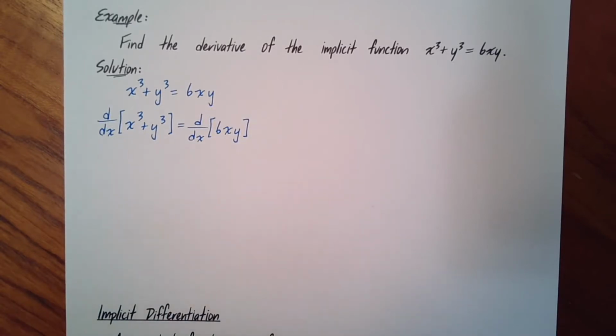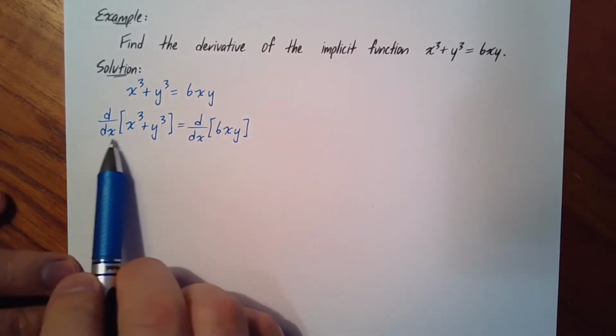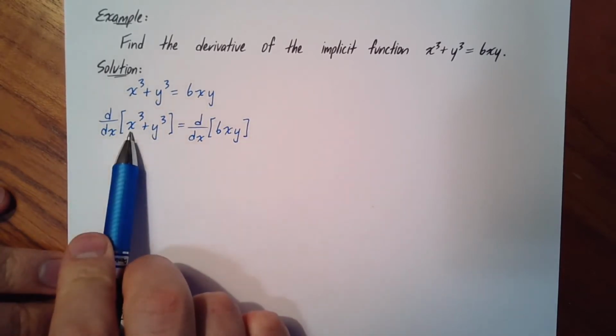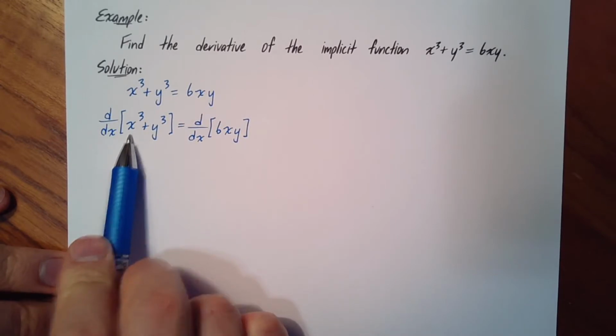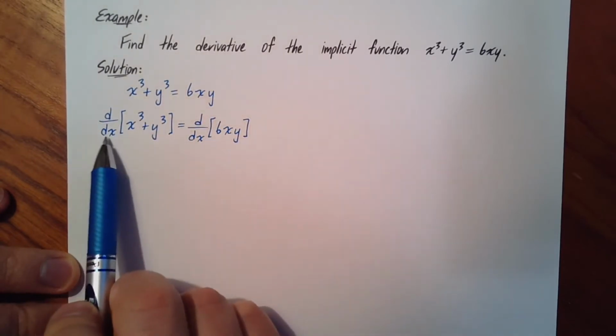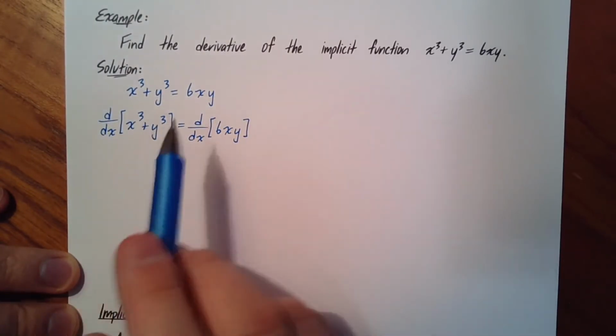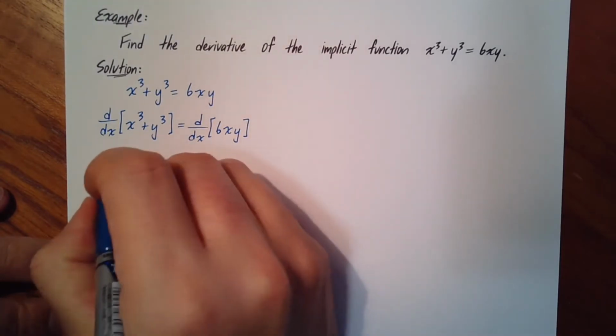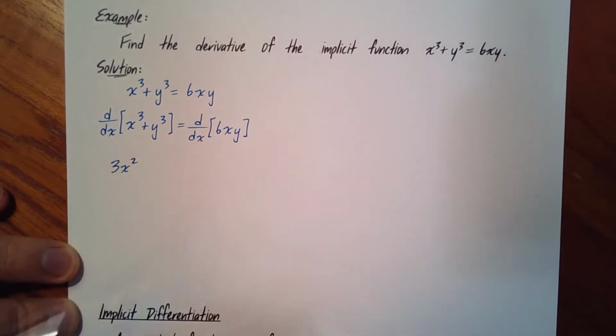Okay, so now let's dive into this. On the left-hand side, we're taking the derivative of the sum of these two terms. Well, for the x cubed part, you can think of that as an explicit portion of the left-hand side. This is entirely dependent on x. So when we take the derivative with respect to x of x cubed, it's the same as if we were just taking the derivative of an explicit function that happened to be of the form x cubed. Just use the power rule. So you're going to get 3x squared for the first term.